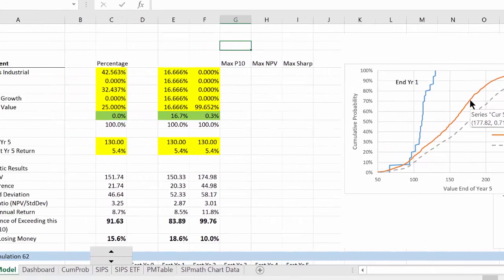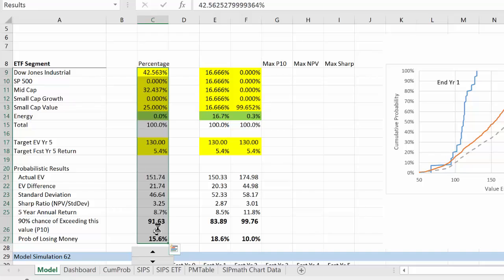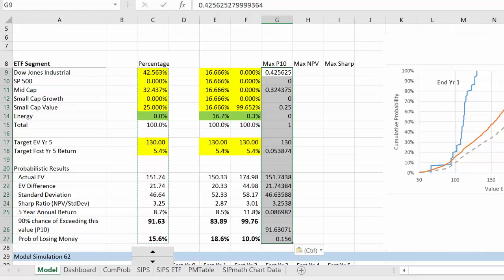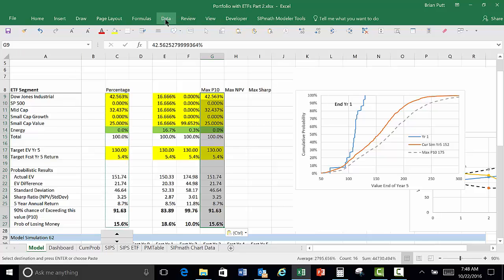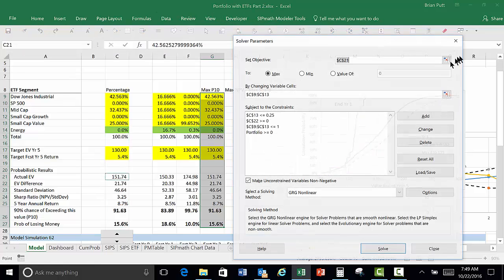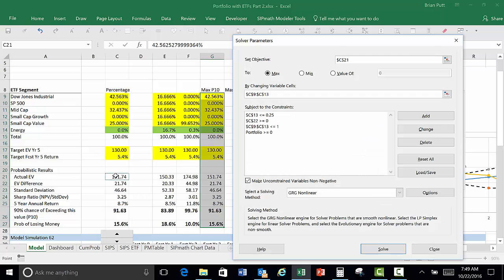We now want to look at some different value measures. To start with, let's store this result over here. And as a second value measure, let's maximize the MPV. So we're going to maximize this actual MPV. So we'll go to Data, Solver, and we're going to maximize the actual MPV, and we'll say Solve.